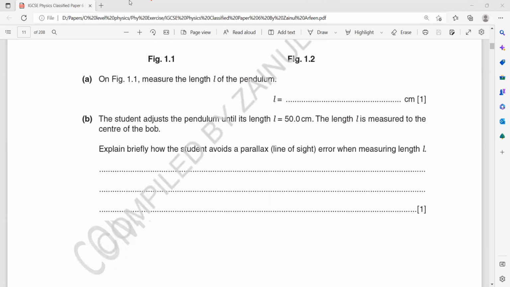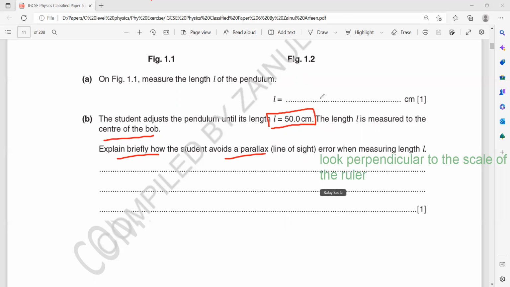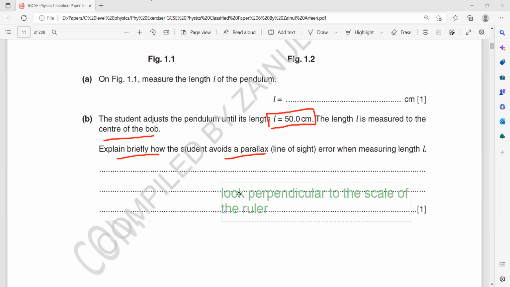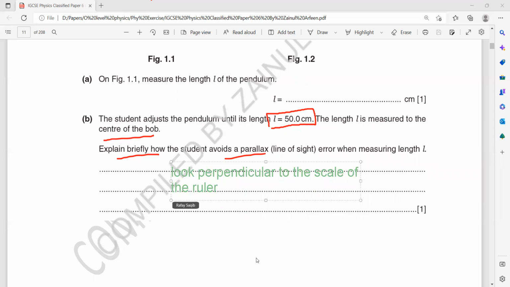Then the student adjusted the length of the pendulum to be 50. Now the new length is 50. The length L is measured to the center of the bob. Explain how the student avoids a parallax error when measuring the length. He should look perpendicular to the scale, and he can also use the aid of a set square, which can also reduce the chance of a parallax error.